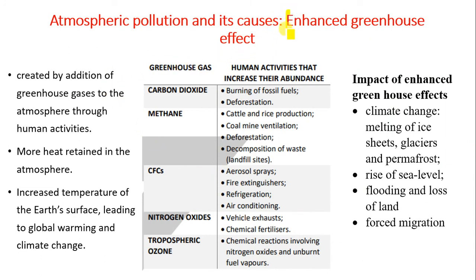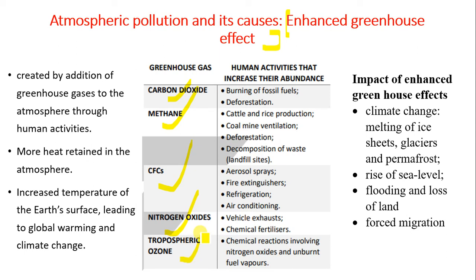Here, we'll look at the enhanced greenhouse effect. The enhanced greenhouse effect is created by the addition of greenhouse gases to the atmosphere through human activities. So, more heat is retained in the atmosphere, and thereby it increases the temperature of the Earth's surface, leading to global warming and climate change. Greenhouse gases include carbon dioxide, methane, CFCs, chlorofluorocarbons, nitrogen oxide, and tropospheric ozone.